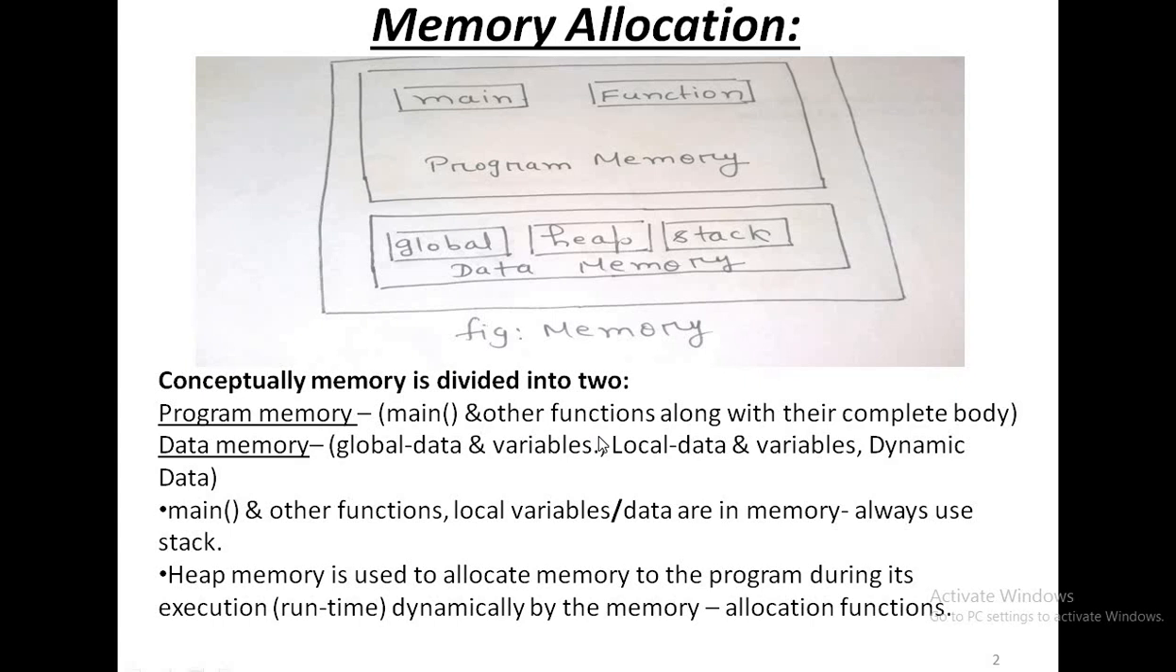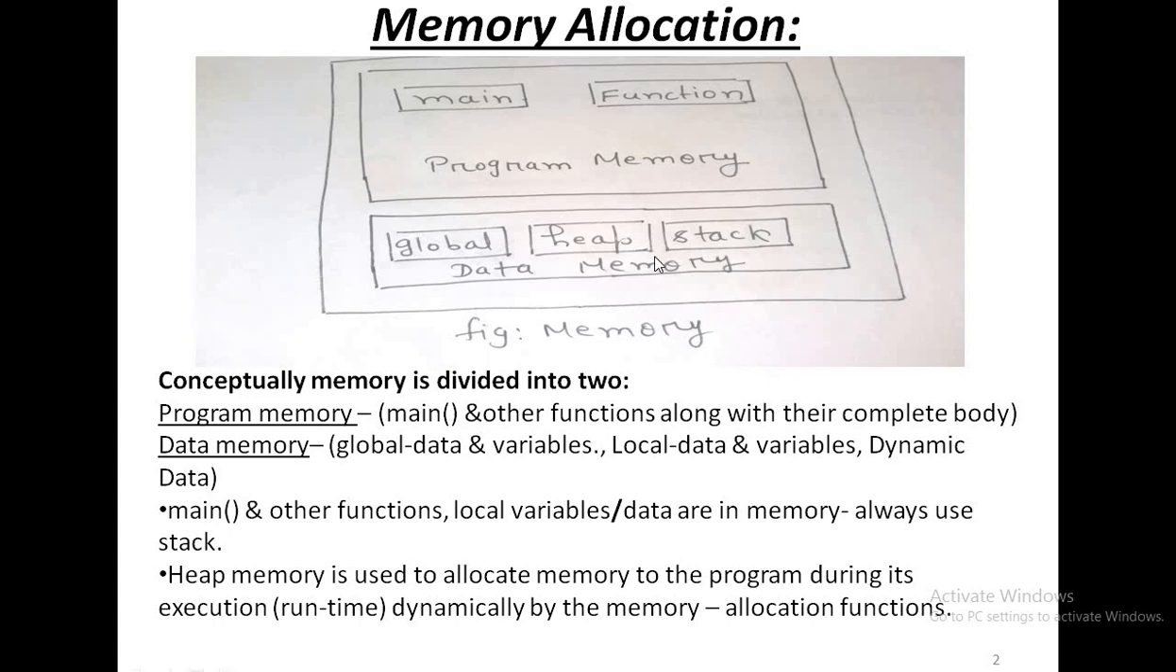Memory allocation, conceptually memory is divided. Memory is RAM, random access memory, with program memory and data memory. I am considering this memory allocation related to our C programming. Main and other functions along with their complete body are in program memory. Data memory holds global data and variables, local data and variables, and dynamic data.